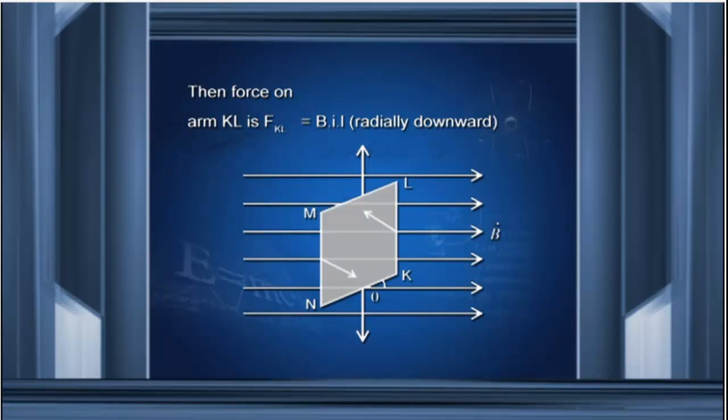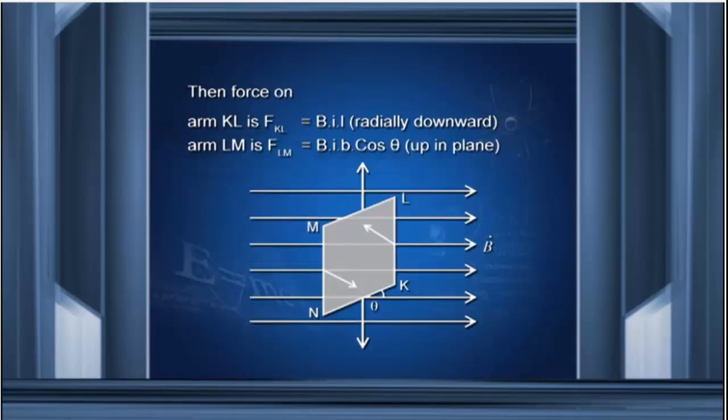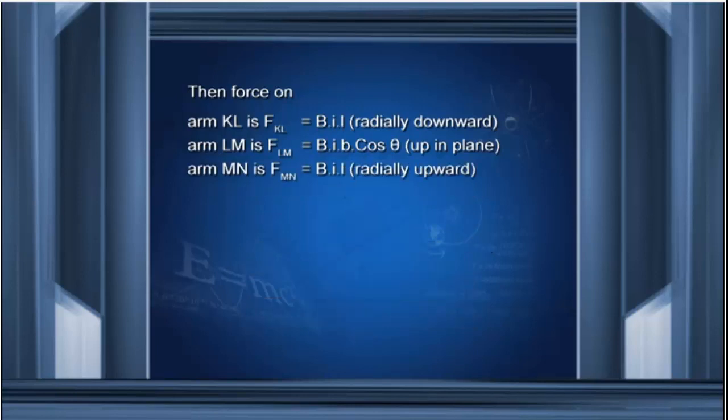According to Fleming's left hand rule, this force will be radially downward as shown in the diagram. Force on the arm LM is F_LM equals BIb cos theta. Once again, according to Fleming's left hand rule, the magnetic force will be upward in the plane of the paper. Now the force on arm MN is F_MN equals BIL. Fleming's left hand rule gives the direction, which will be radially upward.